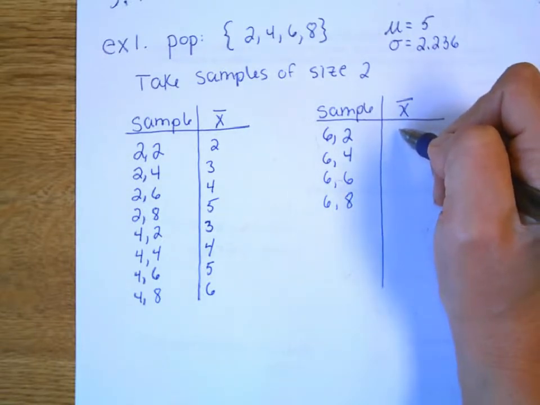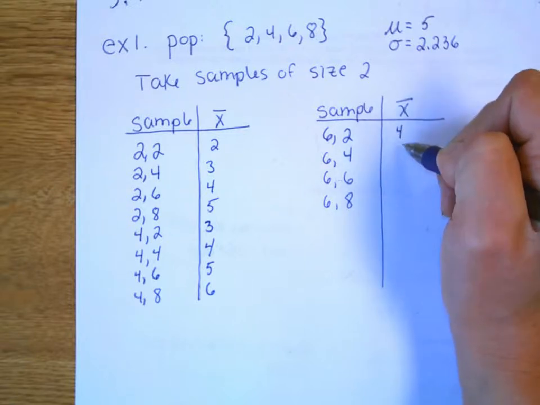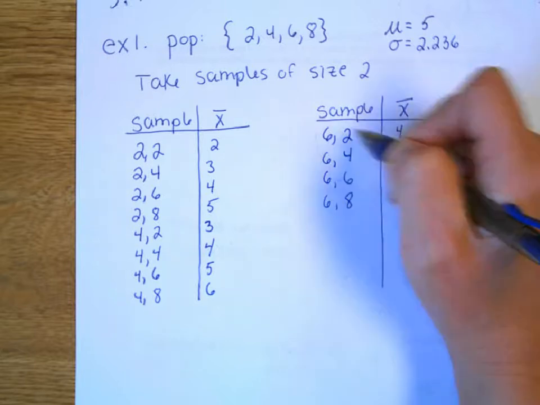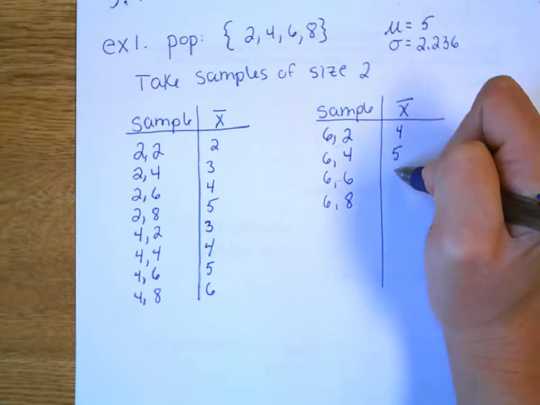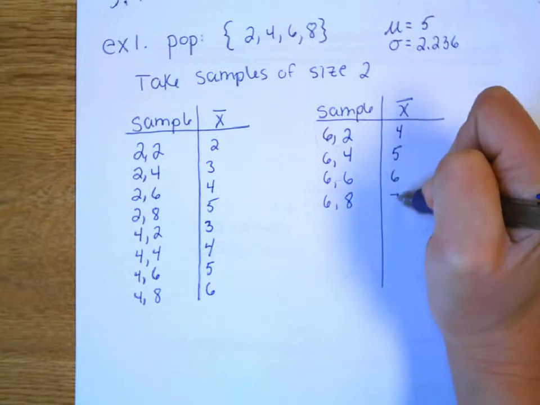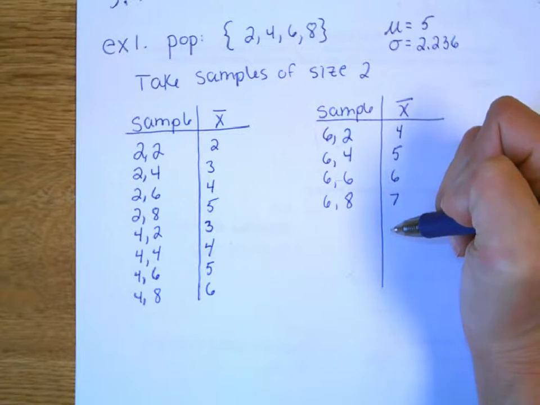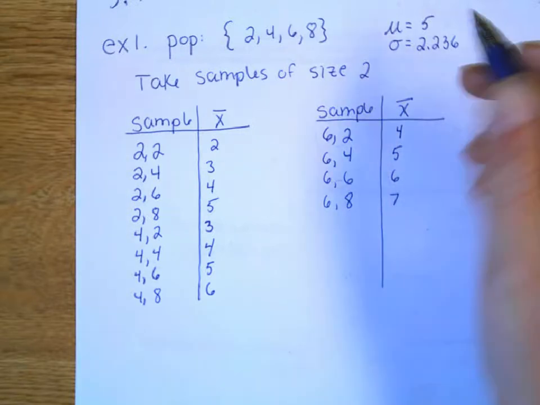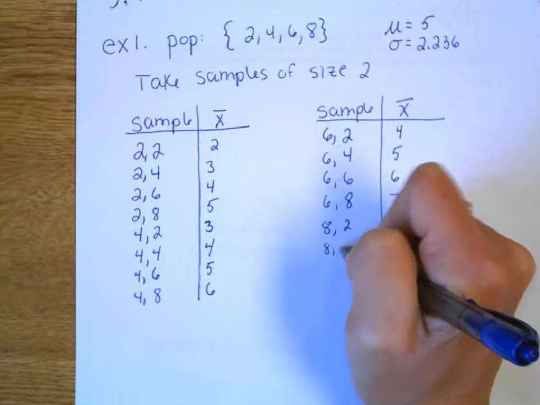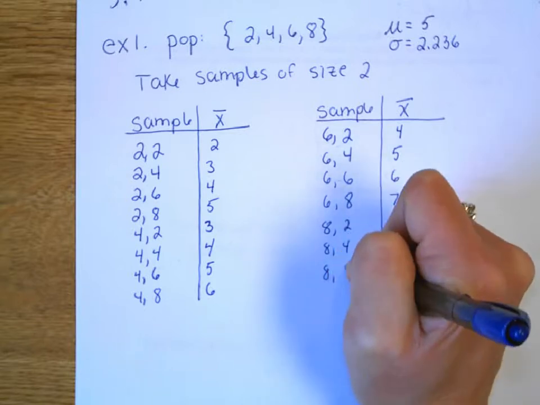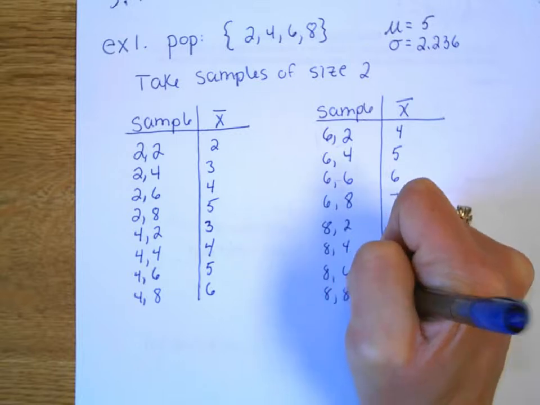Okay, I know exactly what I'm doing. I did it all. But take samples of size 2. 2 numbers from the population. Oh, 2 numbers from the population. Okay, I'm gonna write the numbers. And then what's my last set of samples I could possibly get? 8, 2, 8, 4, 8, 6, and 8, 8.